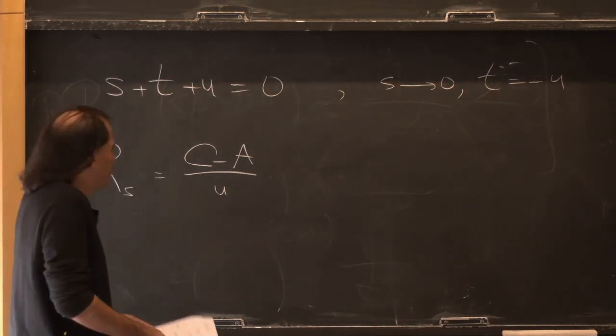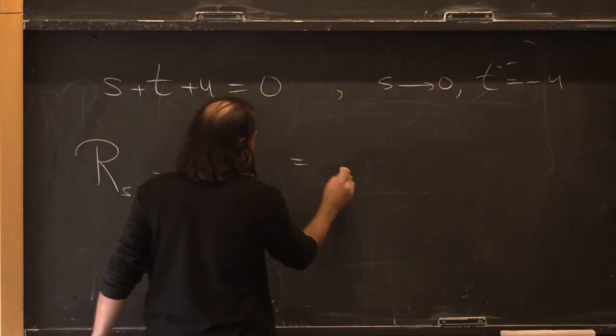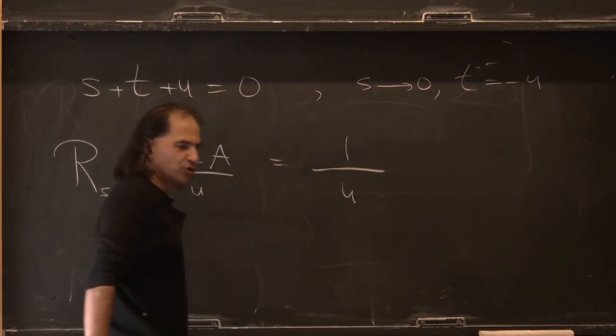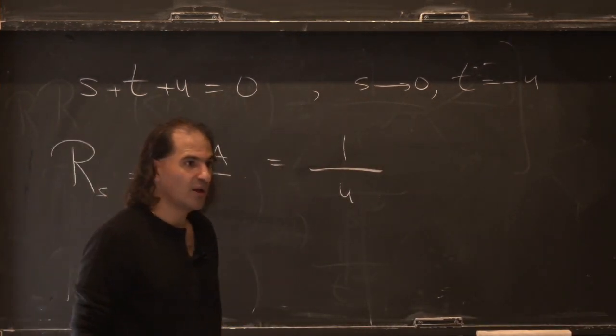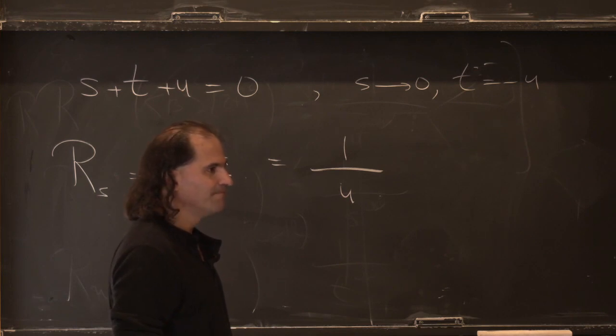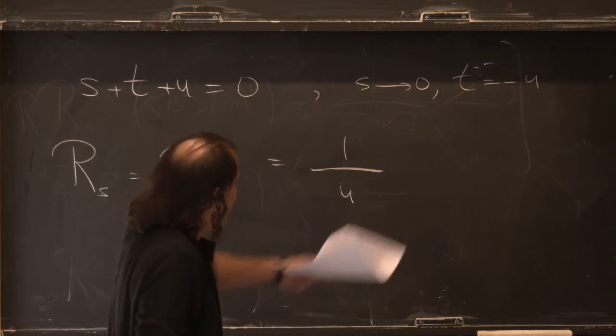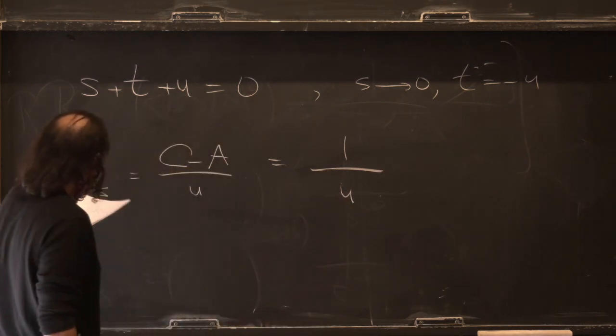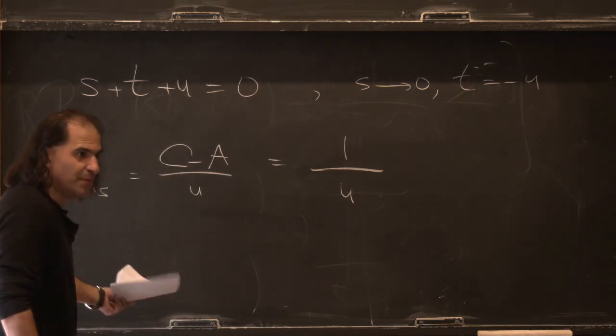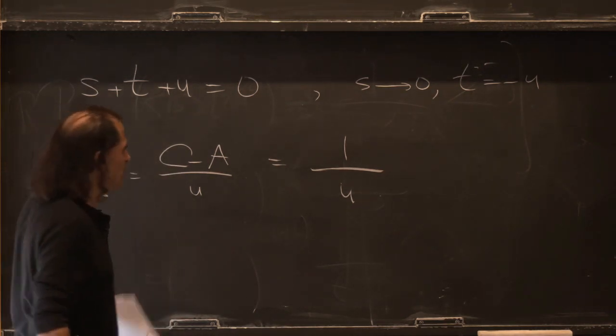It naively seems to have a chance because this residue needs to actually equal 1 over U, or G squared over U. I've taken out the coupling constant. Okay? So if I can choose A, B, and C so that the residue works correctly in all the channels, then I'm in good shape. So can I do it?